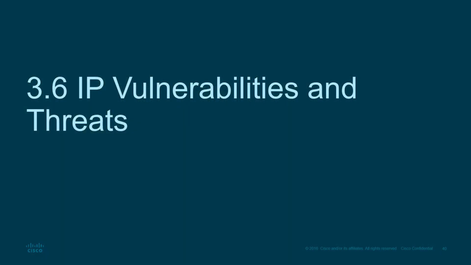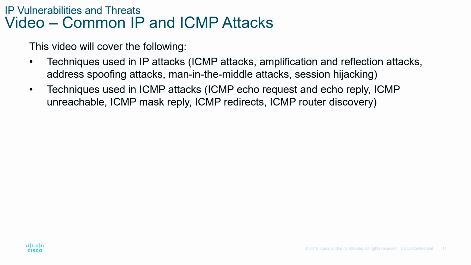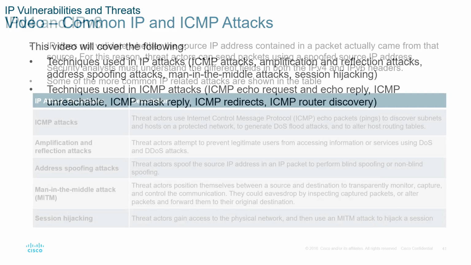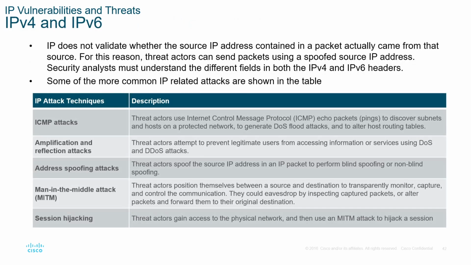All right, IP vulnerabilities and threats, and I think this is the last topic of the night. Now, there's a video for you to watch on some ICMP vulnerabilities, basically those that can exploit the pings, the trace routes, and a whole bunch of other things like that. ICMP attacks take advantage of the Internet Control Message Protocol, the pings, the trace routes. They take advantage of all of those.